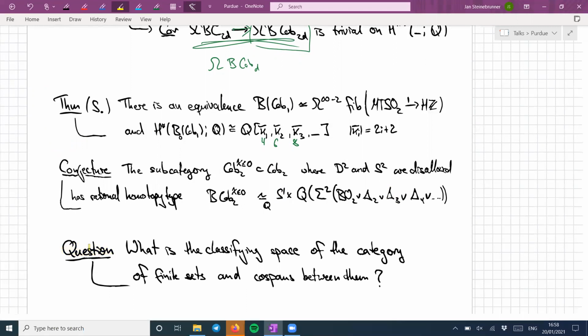I find it very curious: what is the classifying space of the category of finite sets and cospans between them? There's this very simple idea that if you have any kind of category that has finite colimits, then you can build a category of cospans where the objects are the same, so finite sets. A morphism from A to B is just a cospan like this. And then you compose cospans by taking pushouts. This is just a very simple categorical construction.